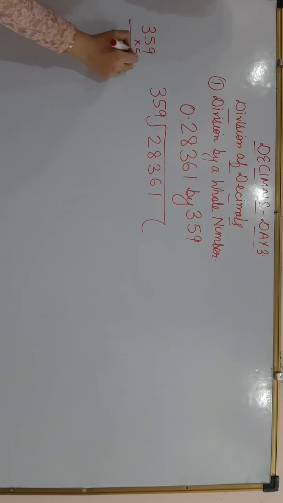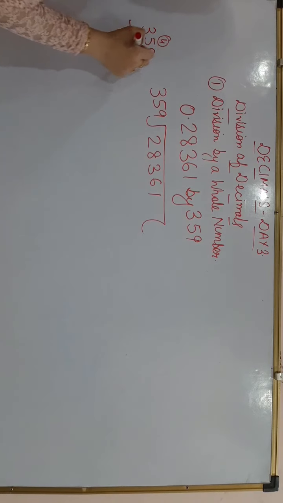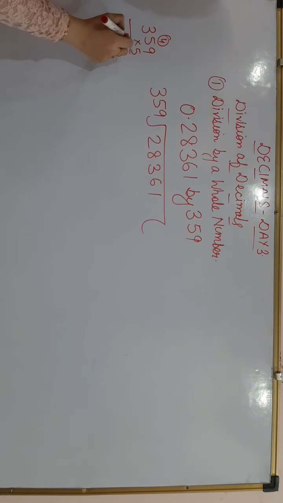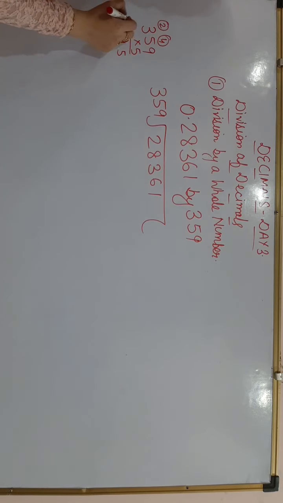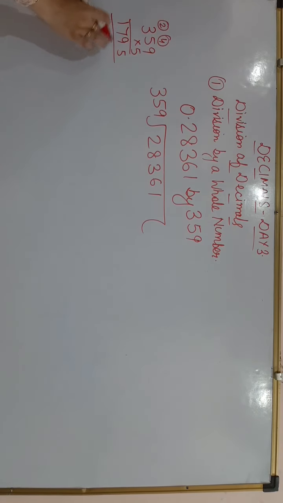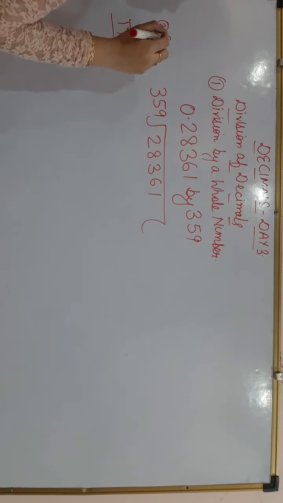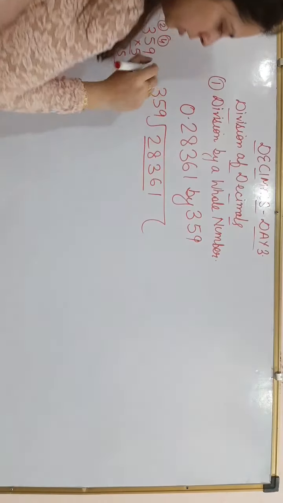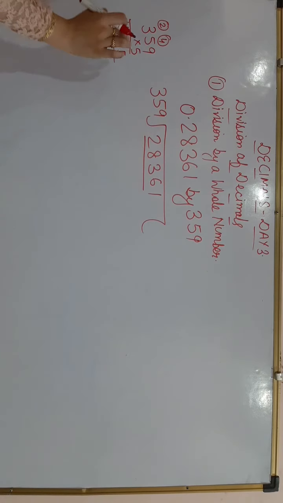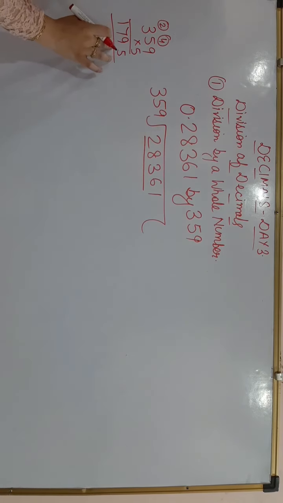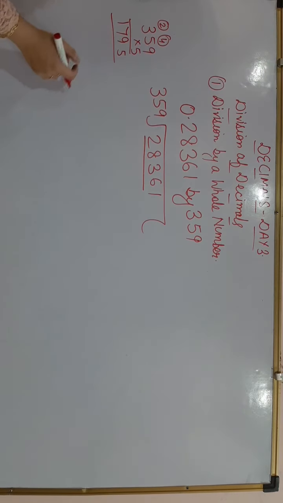So 9 times 5 is 45. 5 times 5 is 25. 25 plus 4 is 29. Now 5 times 3 is 15, and 15 plus 2 is 17. So 1795. In this question we will consider 4 digits first, because 283 is smaller than 359. So 2836 is bigger than 1795, and it is quite bigger.